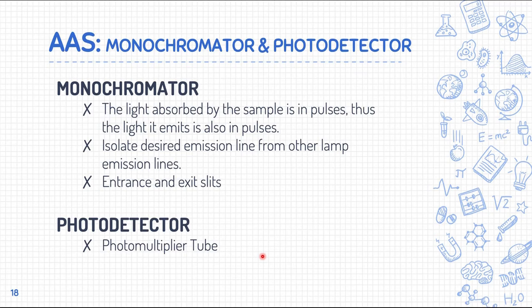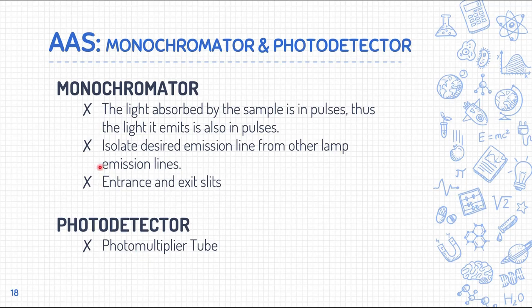Thus, the light it emits is also in pulses. The monochromator isolates the desired emission line from the other lamp emission lines, so it also has your entrance and exit slit. In a nutshell, your monochromator isolates a particular light coming from your sample that it will then deliver to your photodetector. Again, the photodetector we are using is your photomultiplier tube, the most sensitive. Why? Here comes the explanation. We are using your photomultiplier tube because what we are measuring here in your AAS are actually bursts or pulses of light.